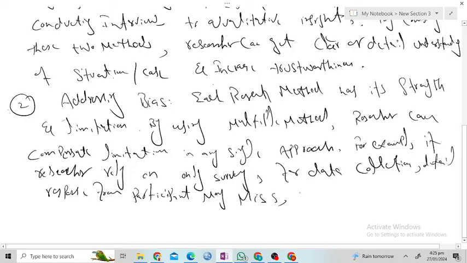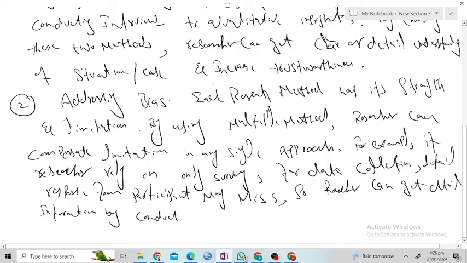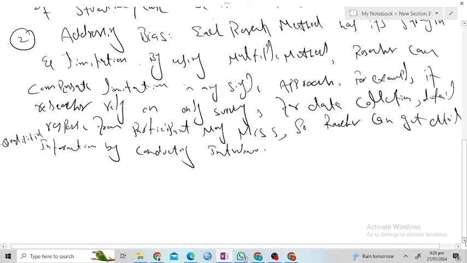So the researcher can get detailed information by conducting interviews. You can write it, can get detailed qualitative information as well, by conducting interviews. Okay, so in the end you can give concluding remarks.